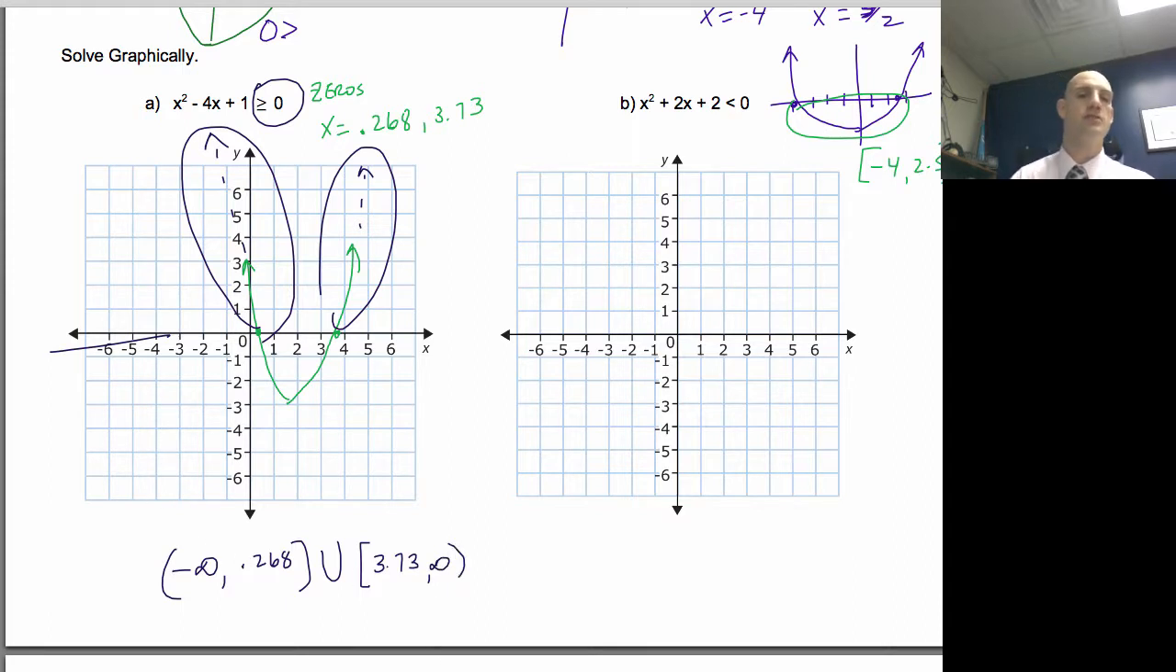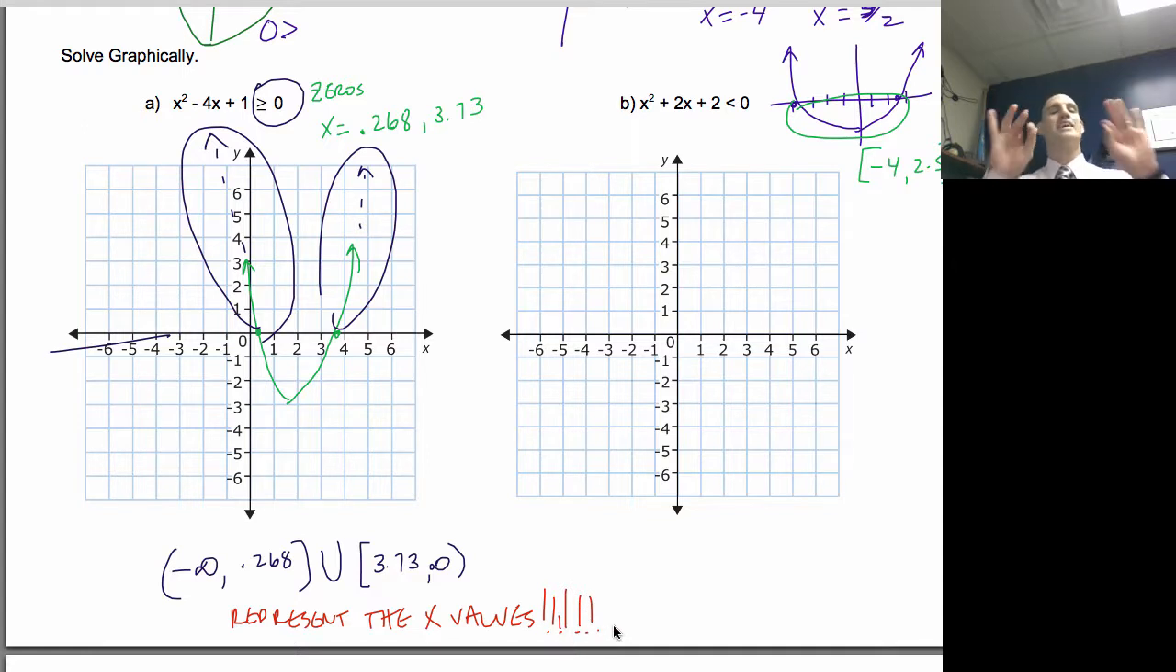The part where students get confused is they think, well, is it the y values? These represent the x values. The interval is made up of the x values. So don't use the y values, use the x values. The y values tell you, is it bigger than 0? The x values tell you, what is the interval defined as?